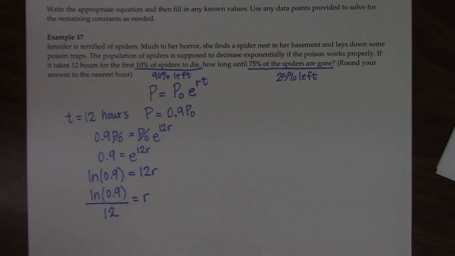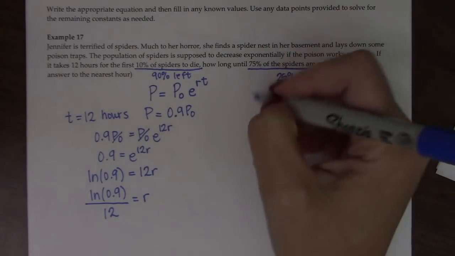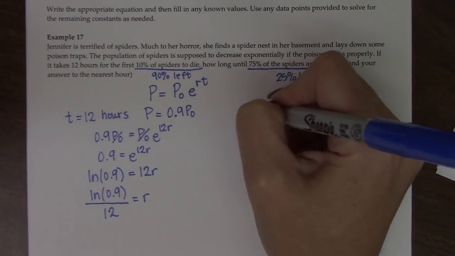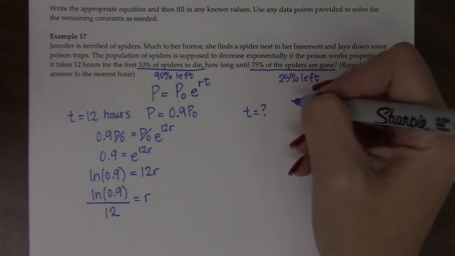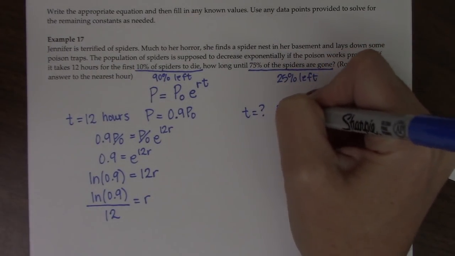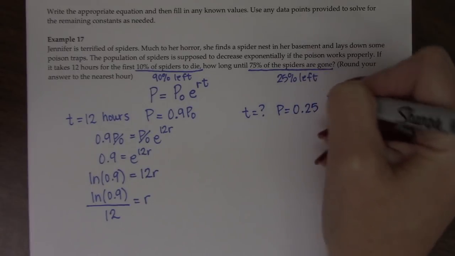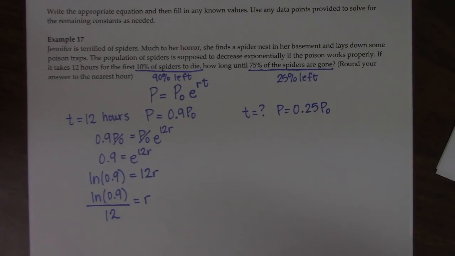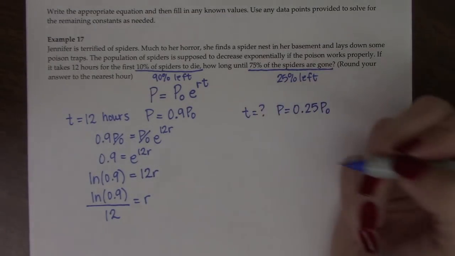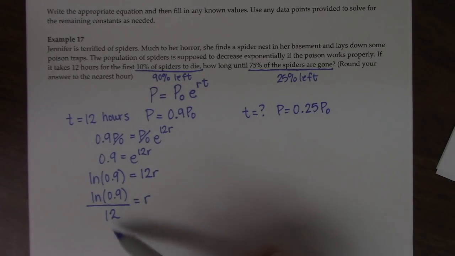Now this rate should be negative, and it actually is negative because the natural log of numbers less than 1 are negative values. So this is a negative divided by a positive. Now we want to know how long until 75% of the spiders are gone. That means we want to find at what value t is P equal to 0.25 P naught.